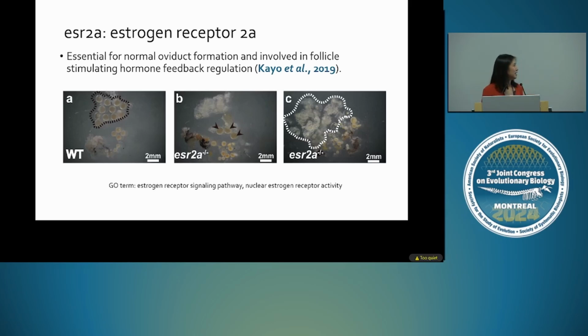And so the picture is showing a study that was also done in Medaka, and on the left, those eggs develop normally, but the ESR2A knockout individuals do not form proper eggs, and those do not get properly fertilized.